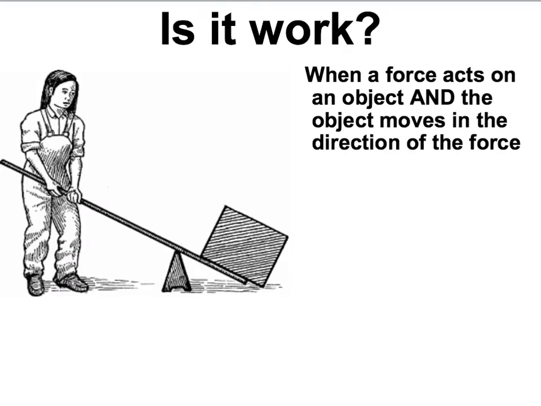Let's look at another example. Here we have a girl moving a box with a lever. Is this work? Yes, it's work. The girl is doing work on the lever, and the lever is doing work on the box. She's applying a force that's going this way, and the lever is moving in that direction. Then the lever does work on the box by applying a force in this direction on the box, and the box moves in that direction.